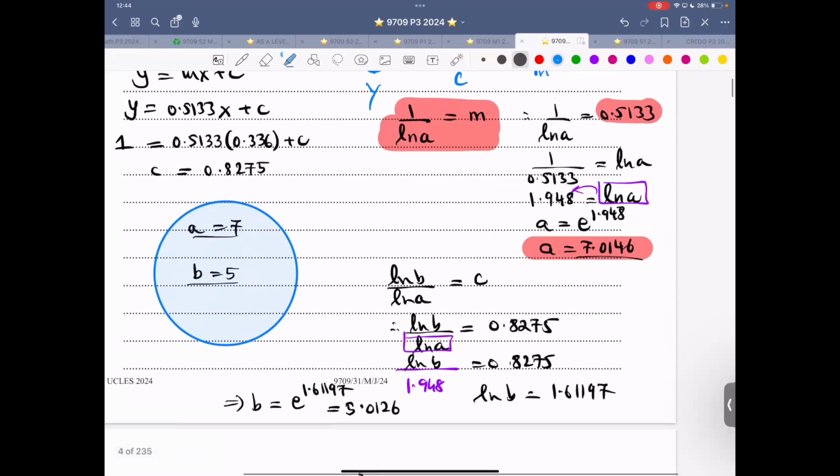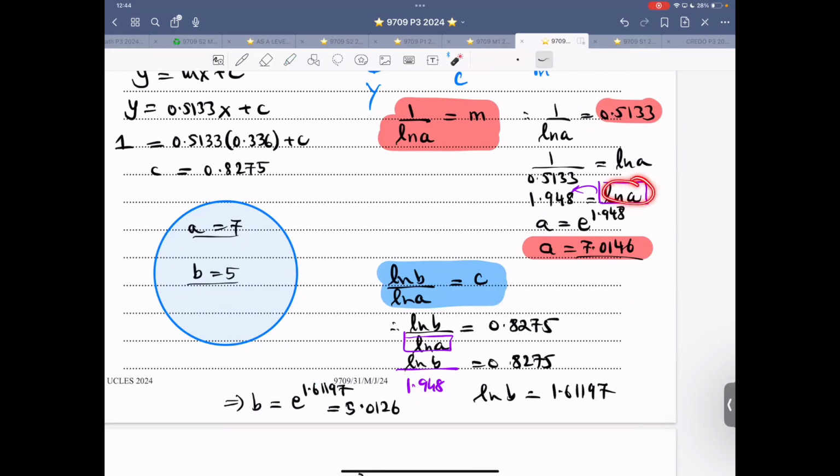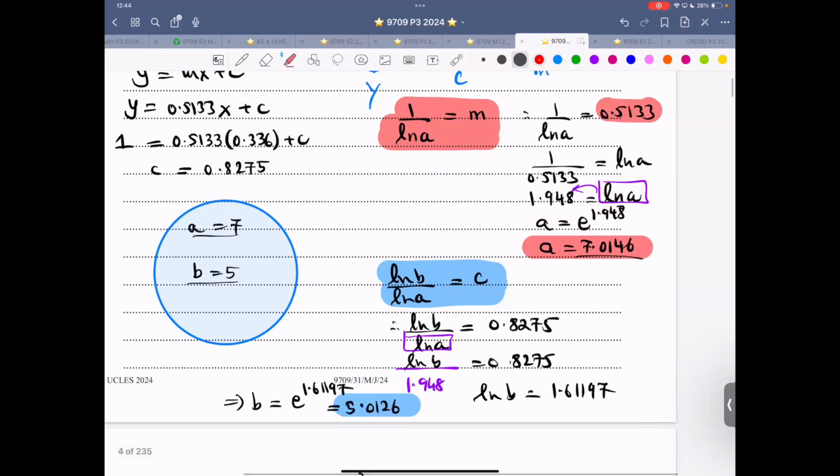Similarly, the second equation for the y-intercept: ln b over ln a is equal to c. Over here, what I did is plug in the value of ln a, and then I made ln b the subject, and I found the value of b. That is right over here. That is b. Since they are asking us to give the answer to the nearest integer, the value of a is 7 and the value of b is 5. That's how this question is done.